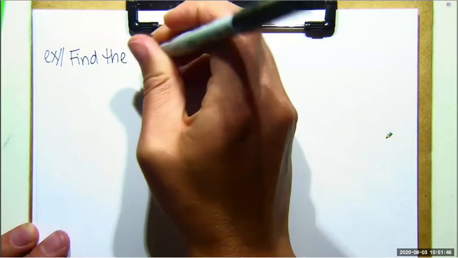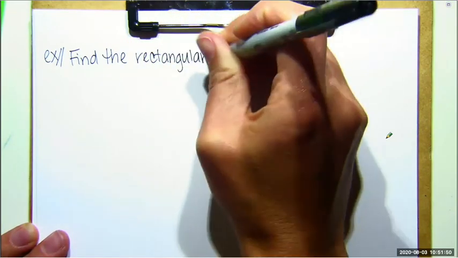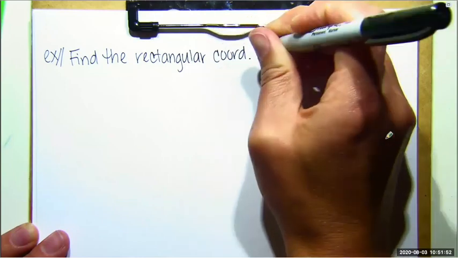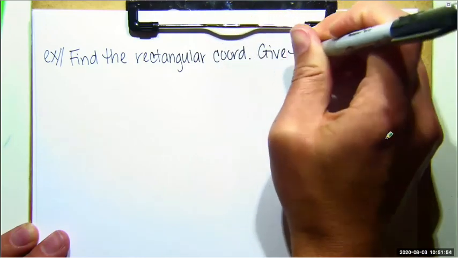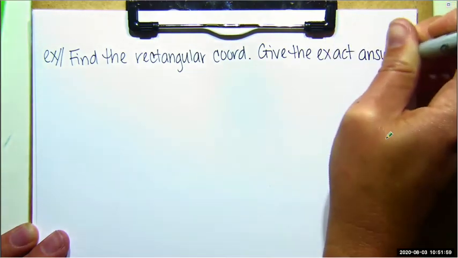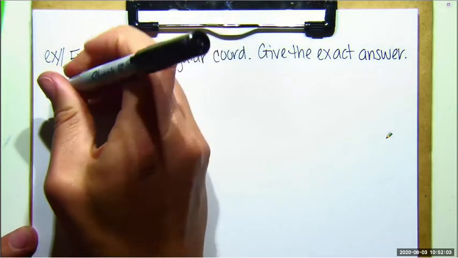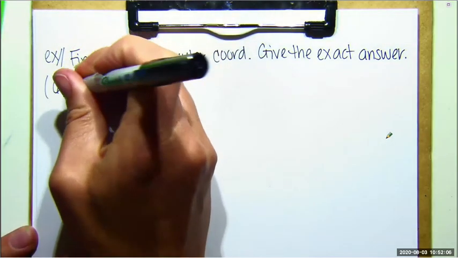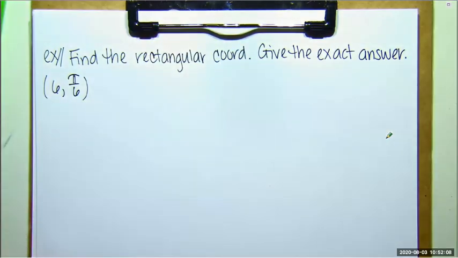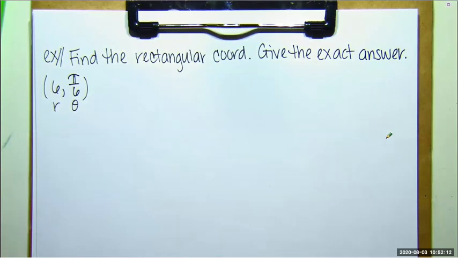Find the rectangular coordinates. Give the exact answer. Okay, so 6 comma pi over 6. So this is our r and this is our theta. Okay, so we'll use the formulas and then we'll also draw a picture to make sure that everything matches up.